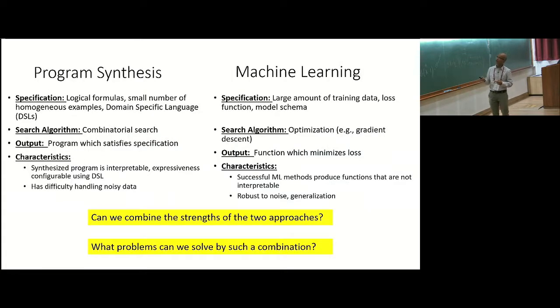So the interplay between program synthesis and machine learning comes from the following question: these 2 definitely seem complementary, in noise and expressiveness. Can we combine the strengths of these 2 approaches, and what problems can you solve by this combination? So that's the question I'll start with.